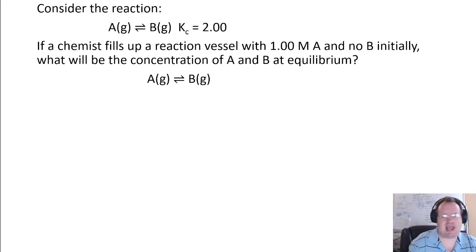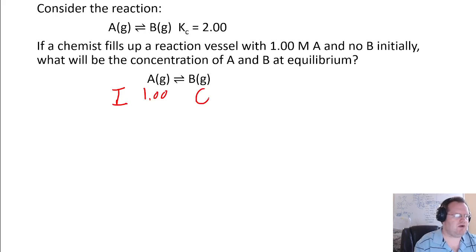Consider the reaction A is at equilibrium with B, and it has a Kc value of 2. If a chemist fills up a reaction vessel with 1 molar A and no B initially, what will be the concentration of A and B at equilibrium? So let's figure that out. So we start by filling up our initial conditions. I'll just write an I here. And initially, there's 1 molar A. So I'll put 1.00. And B, we don't have any initially. So that would be 0.